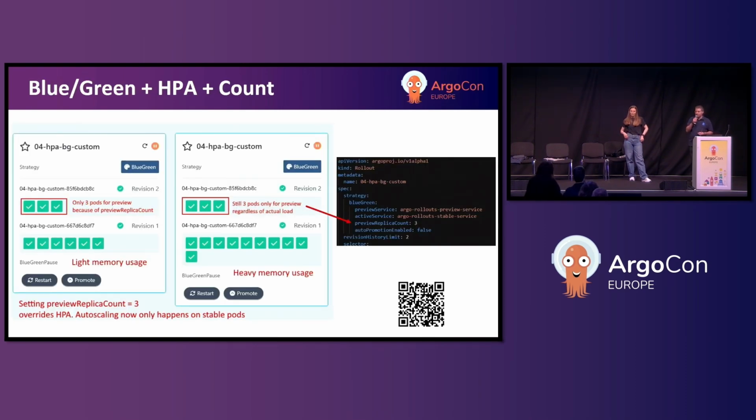So here I have an example where even though I'm using HPA, I've also set up this option, preview replica count to 3. And you can see Argo Rollouts will take over and preview pods will always be 3, regardless of what HPA says. So in this scenario, HPA only controls the stable pods and nothing else.